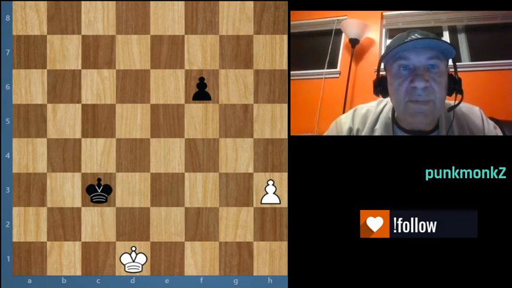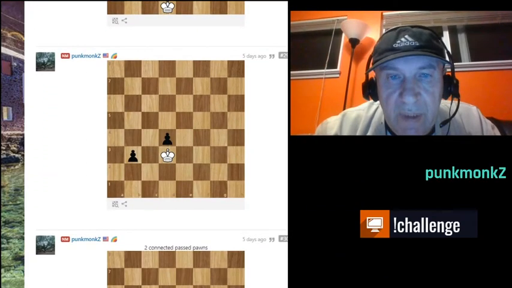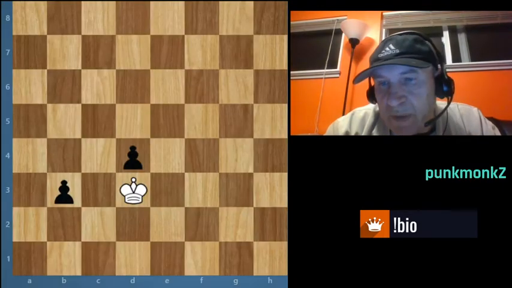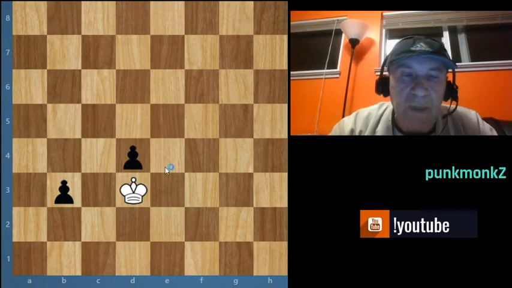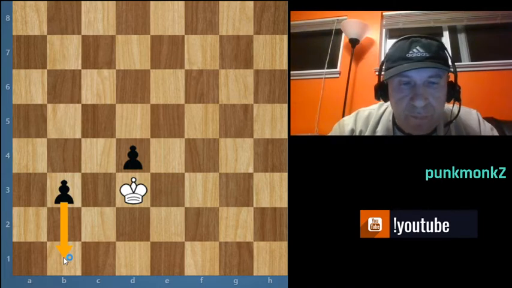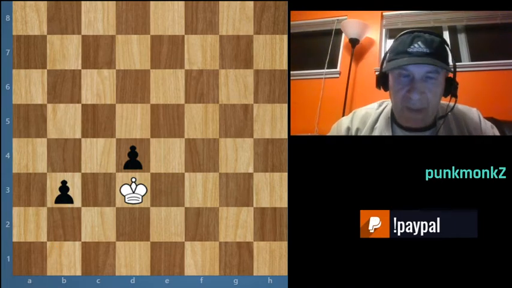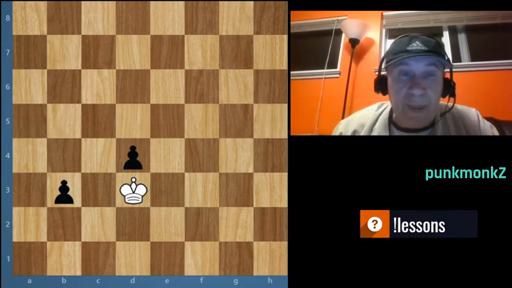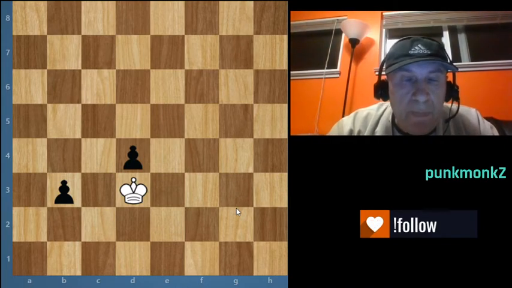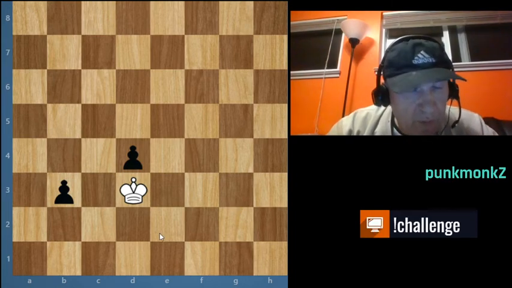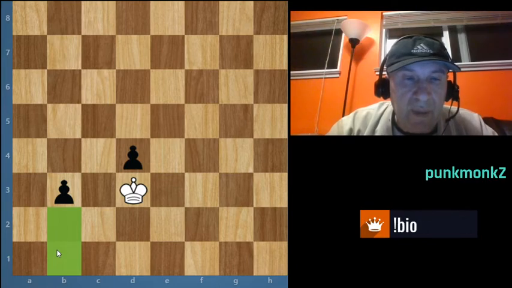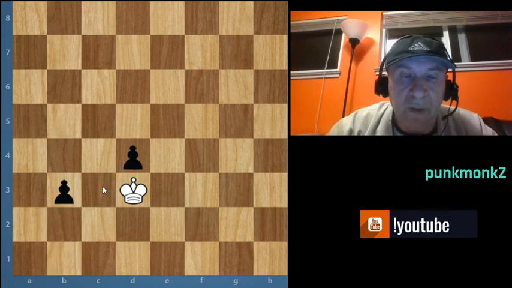Let's go to the next position and see what we can find here. Let's take a look at this position and see what this is about. Black is going down. I don't have a black king because it wasn't necessary to put it there. It's not part of the problem. Basically, the pawn is going to promote in two moves, and the question is, can the king take the pawn and come back to stop the pawn from promoting?